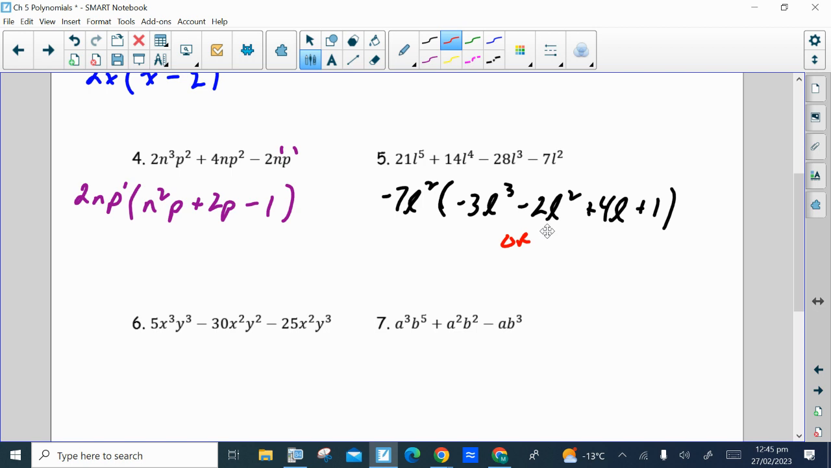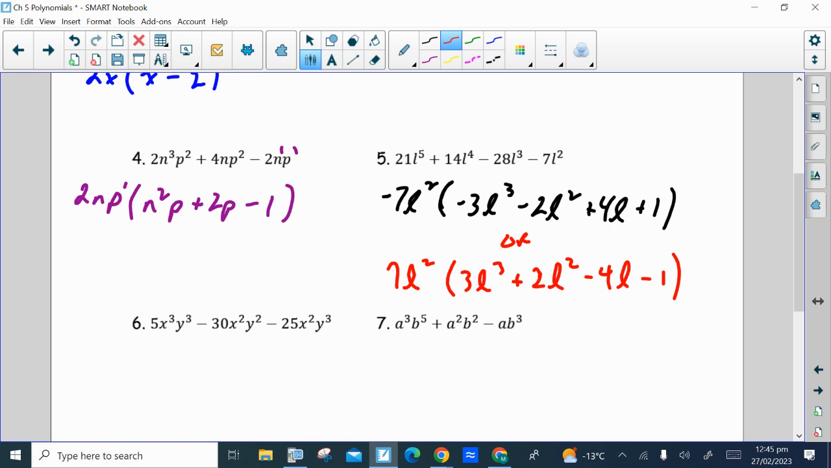You also could have done this by saying that the common factor is positive 7L squared. And all that would mean is that all the signs would be the opposite. They're both correct. They are both correct. You take out a positive L squared instead of a negative, all that'll change is that all the signs in front will change. They'll be the opposite of what they first were. Again, they are both correct.